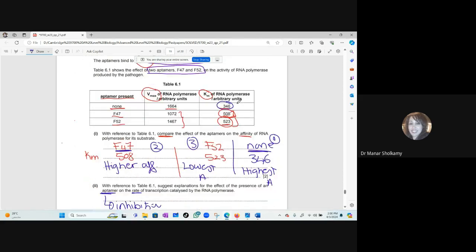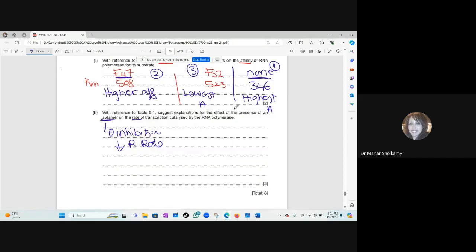Which column will you use, the Vmax or the Km? The Vmax. Of course, you will use the Vmax. Very easy. The Vmax, when there is none, is 1664 arbitrary units. But when we have any of the inhibitors, it decreases. And it will decrease everything else. If you remember the graph, there is a decrease in the initial rate of the reaction, a decrease in the V. Which type of inhibitor will decrease the Vmax?